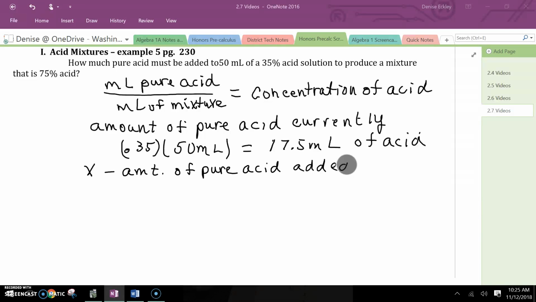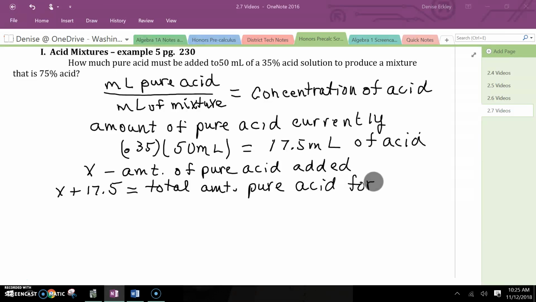We're going to take that amount and add it to the acid we already have in the solution. That's going to be our total amount of pure acid, and this is for 75%. Whatever we add to the acid, we're also adding to the whole thing. So if we add that X to our 50 milliliters, this is the total amount of our new solution.